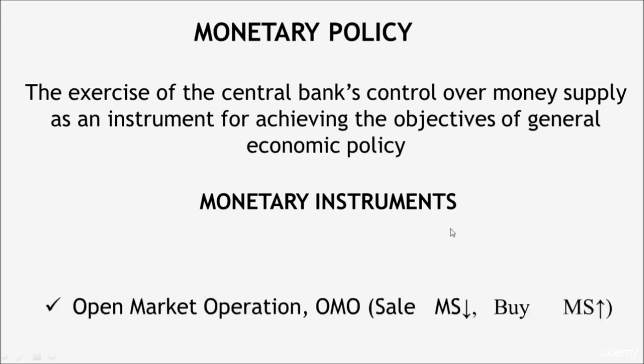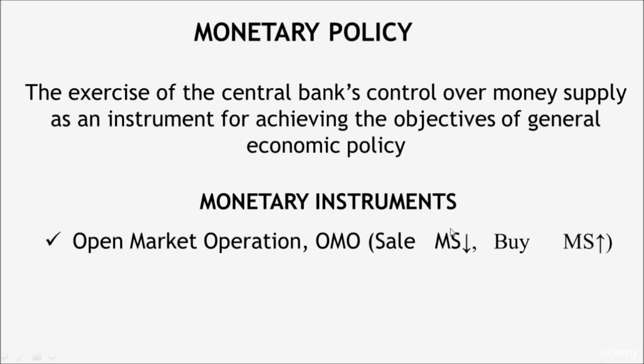First, open market operation. Open market operation refers to the purchase and sale of government securities in the open market by central bank. It is an important tool to control money supply. If central bank wants to reduce money supply, it sells securities in the open market and thus withdraws money from the economy. Similarly, if the central bank desires to increase money supply, it purchases securities from the open market.